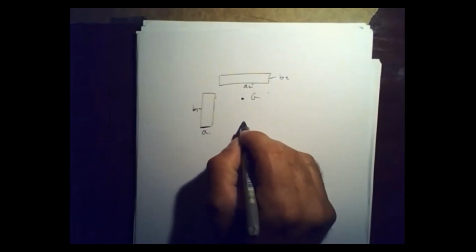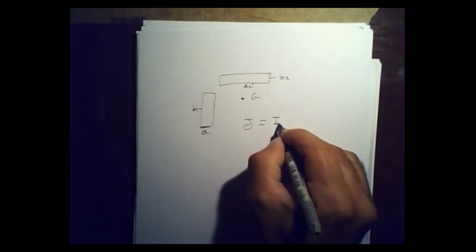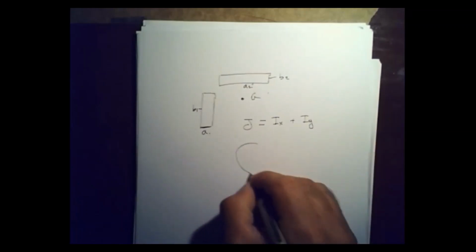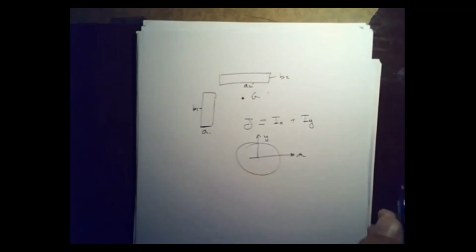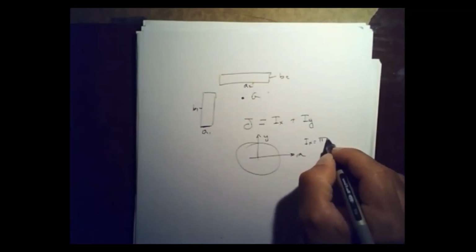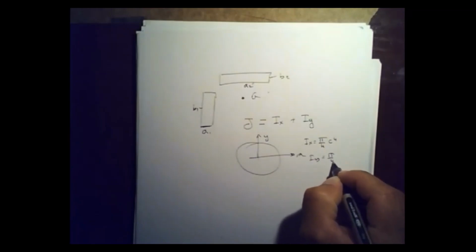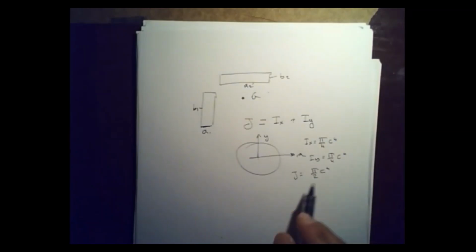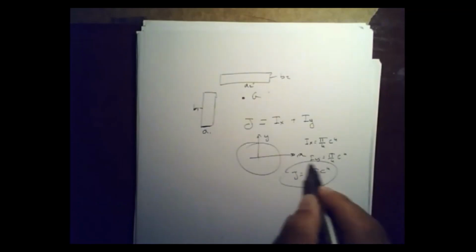So the polar moment of inertia J is going to be equal to Ix plus Iy. So in the case of a circular cross section, this is your x-axis, and this is your y-axis. We know that Ix is equal to pi over 4 c to the power 4, and we know that Iy is equal to pi over 4 c to the power 4. So J is actually equal to Ix plus Iy, which is pi over 2 c to the power 4. So when you are calculating the polar moment of inertia, you have to add the area moment of inertia in the x direction and in the y direction, and this will always give you J.